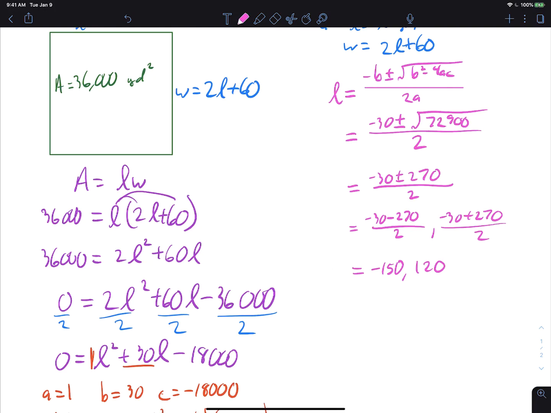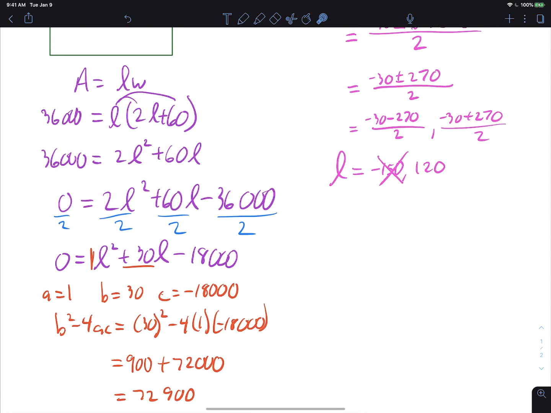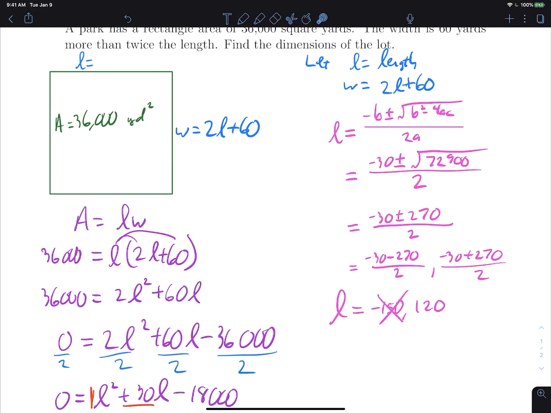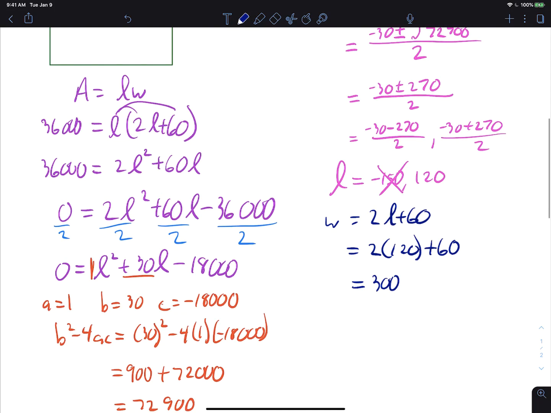Here's the thing though. These are both L, which means I need to reject that negative 150 because L represents the length of the rectangle. So only the positive 120 is what L is going to be. Now, W is 2L plus 60. So that tells me that W, which is 2L plus 60, is going to be 2 times 120 plus 60. 2 times 120 is 240, plus 60 is 300. And the units for these will be in yards.